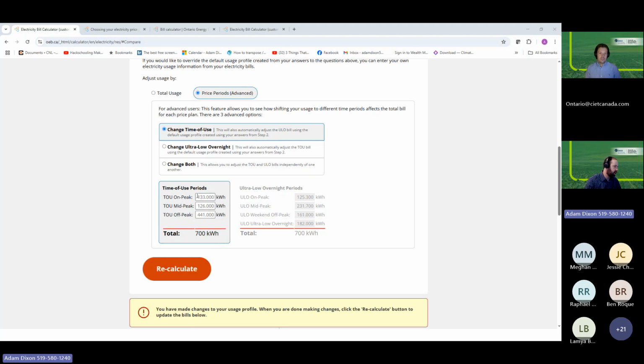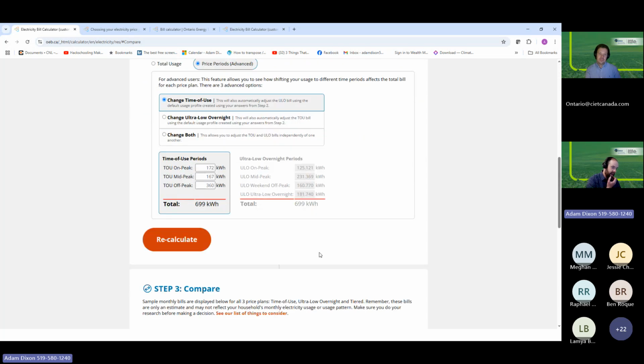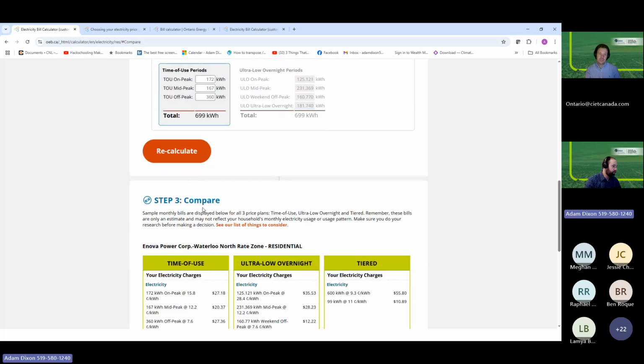So I could go, my on-peak consumption for the last 30 days is, let's see, it was 172. Off was 167. I guess it was actually this last month is pretty predictable. I guess it's a shoulder season, not using too much heating or cooling. So I was, and my off was 360. So as I calculate that, it's going to redistribute that to see kind of what rate would be the best for me right now.